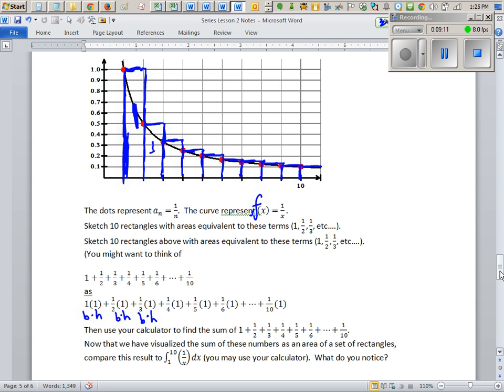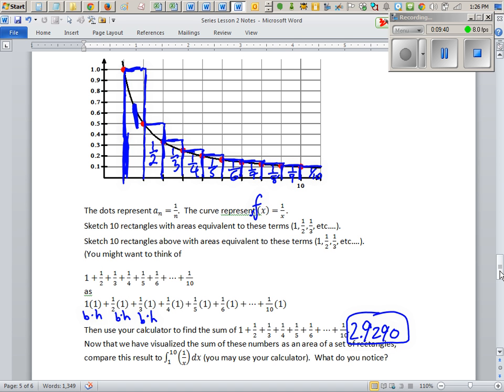The last one extends from 10 to 11 there. And you can put the areas in here. This is literally area half, this is area 1/3, 1/4, 1/5, 1/6, and so on, all the way down to 1/10. Now, if you get out your calculator and add 1 plus a half plus a third, and so on, all the way up to 1/10, you will get the following decimal on the calculator screen: 2.9290. That's if you add up the first 10 rectangles.